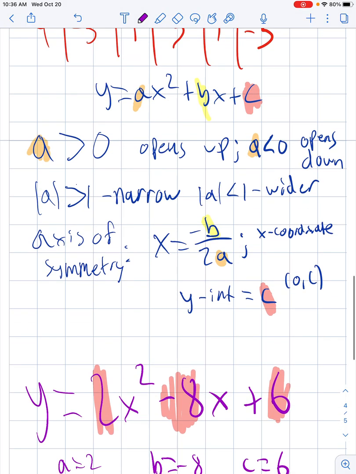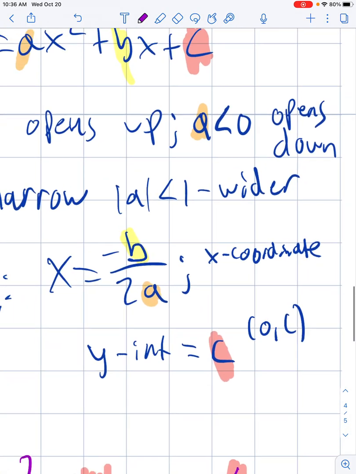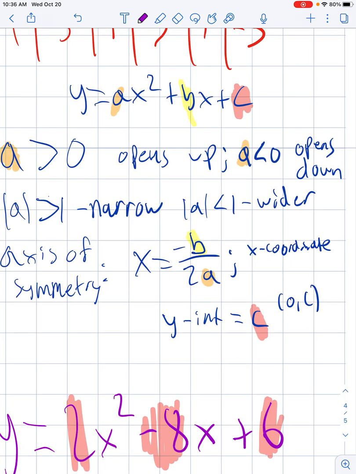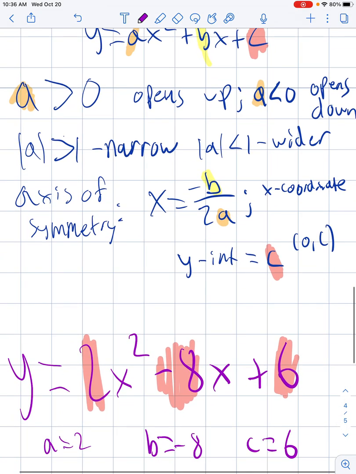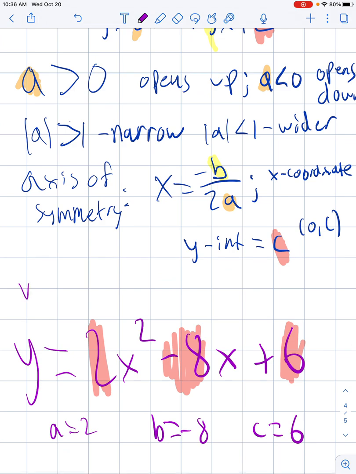Our vertex, if we think about that, is going to be our x coordinate, where we can find the axis of symmetry, and then my y-intercept, which is c. So to find our vertex, it's going to be like taking negative b over 2a. That's not quite true, excuse me. So that's how we find our x coordinate.